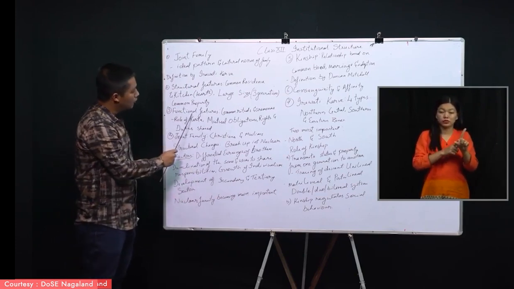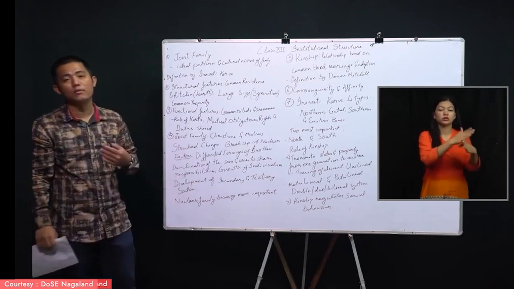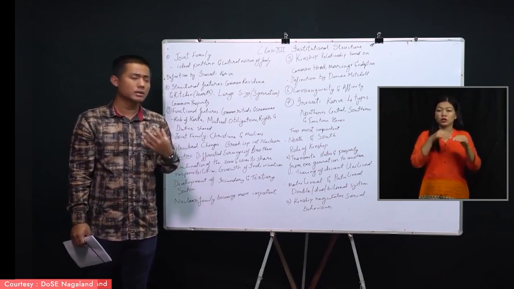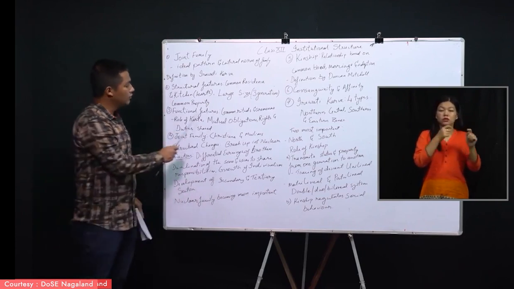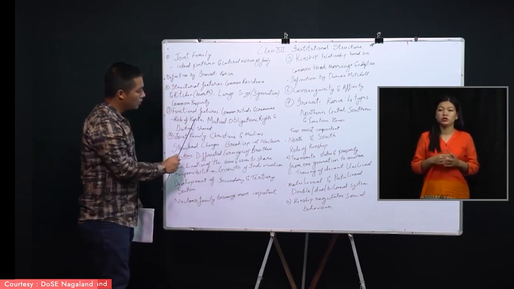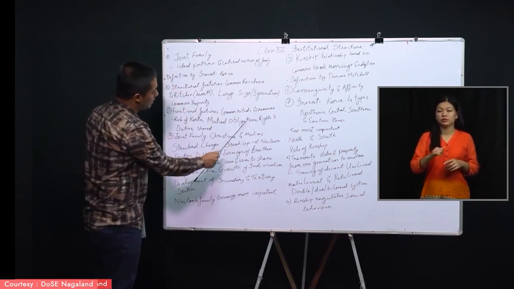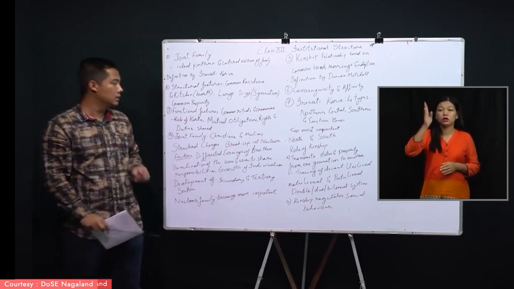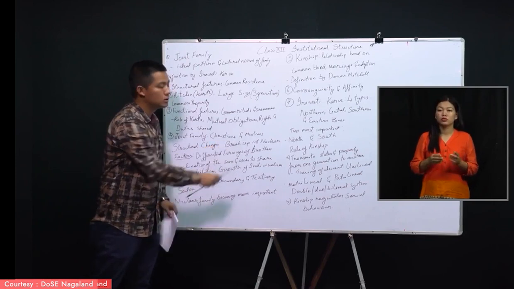The next are the functional features. How does it function as a unit, as a family? The functional features are common rituals and ceremonies, role of karta, mutual obligations, and rights and duties shared. Under this, the first one is common rituals and ceremonies.